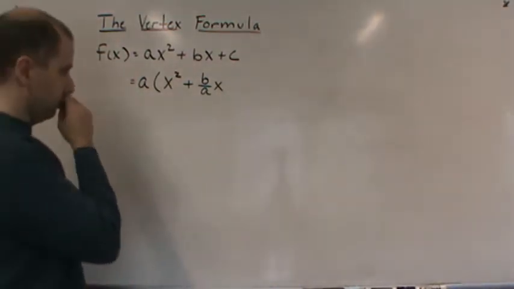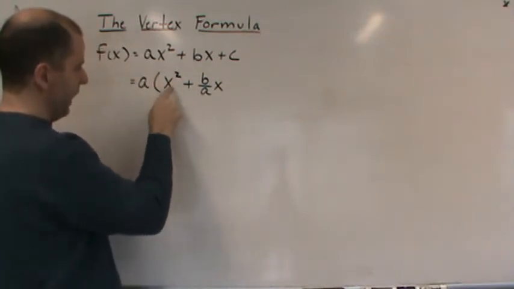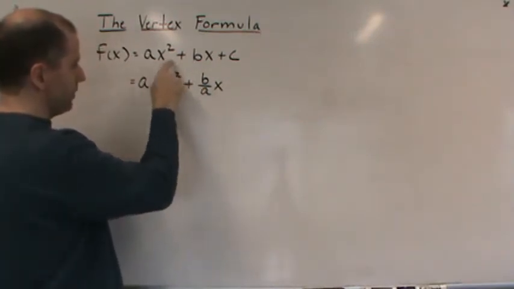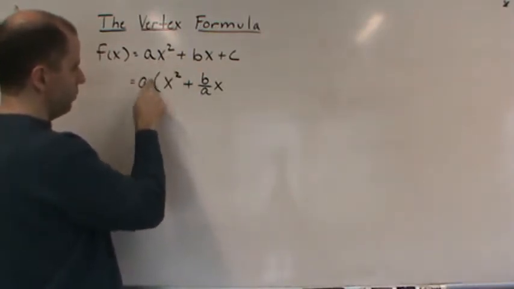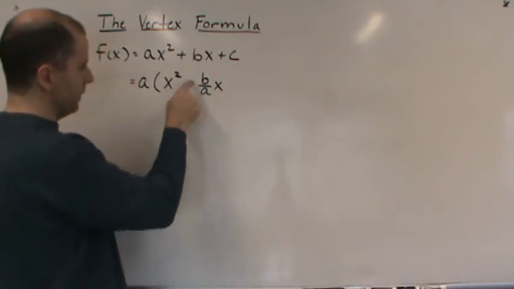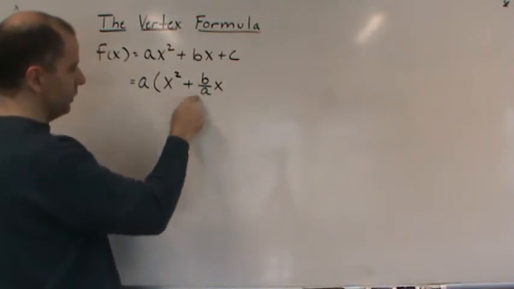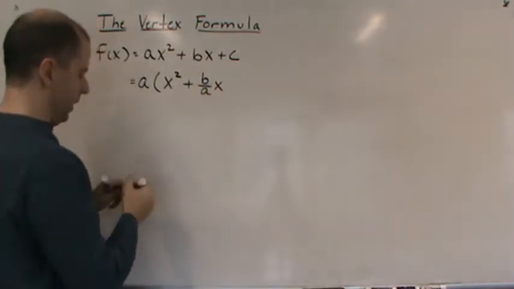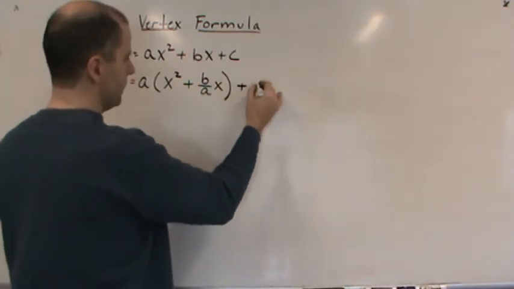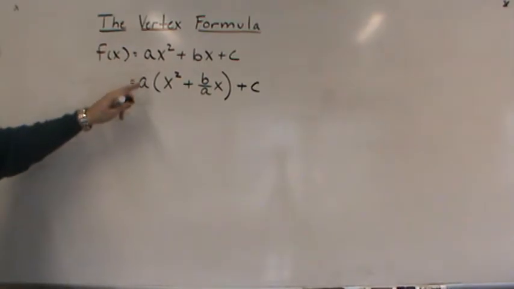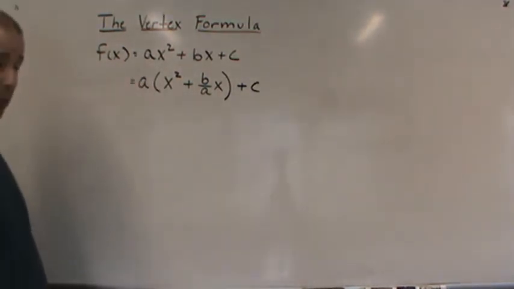Now, just think about it. If I distribute the a back, do I get back to where I started? The answer is yes, because if I distribute the a here, I get ax squared. If I distribute the a over here, I get back to b, because I'm multiplying by a and dividing by a, so they cancel each other out and I end up with b. So this works. Now this plus c. Again, I haven't changed anything. It's still the same expression, just in a different form.